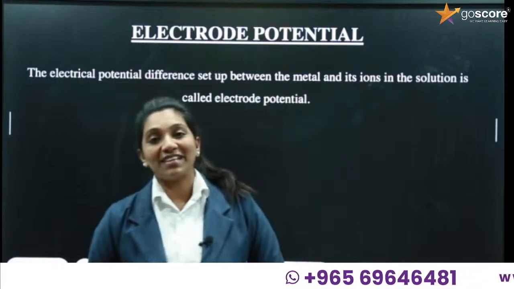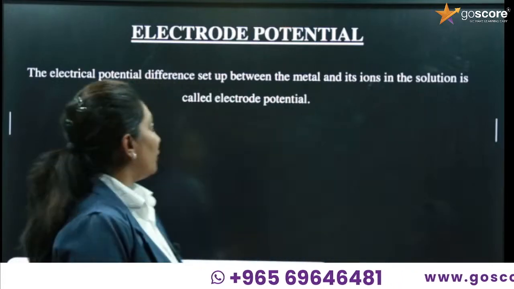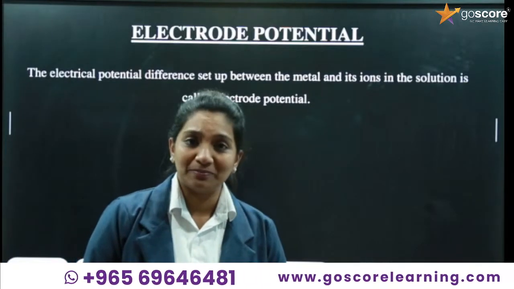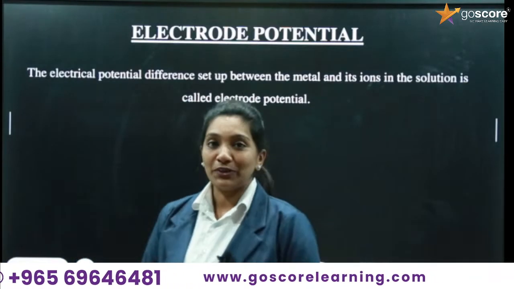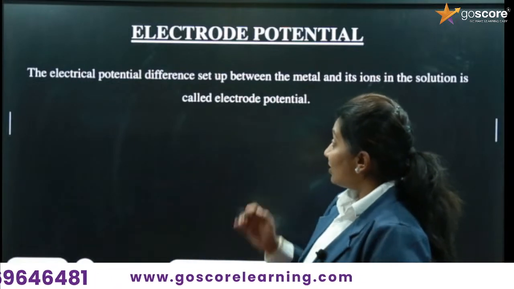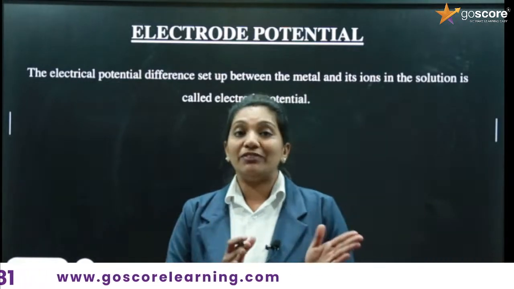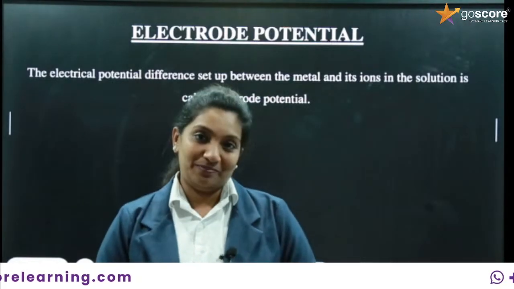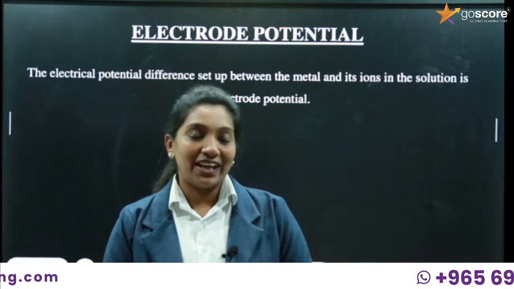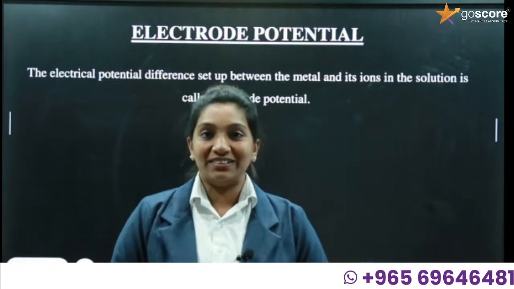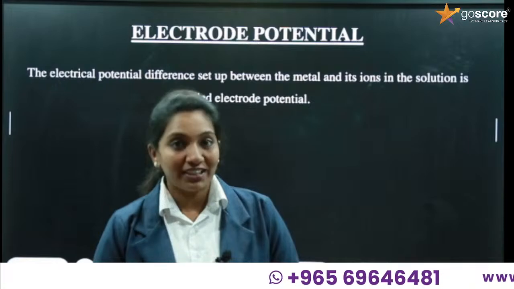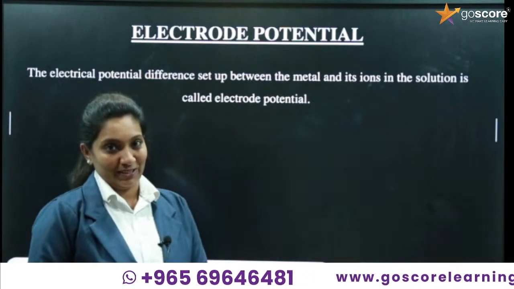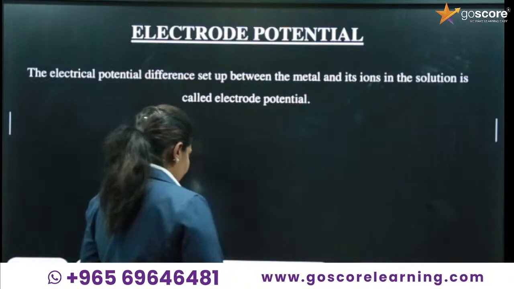First, we can discuss the electrode potential. So what is an electrode potential? The electrode potential is the potential difference that is set up when a metal is kept in its own solution. If you keep a metal rod in its own metal solution, there will be a potential difference, and that difference is called the electrode potential. I will explain it in detail.